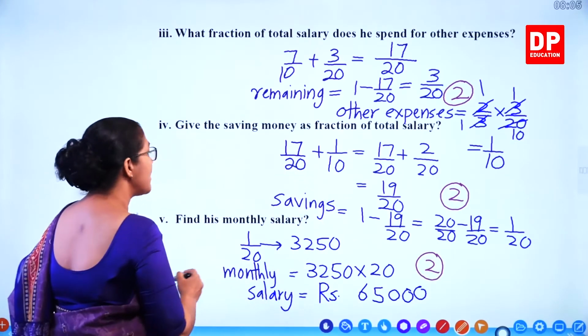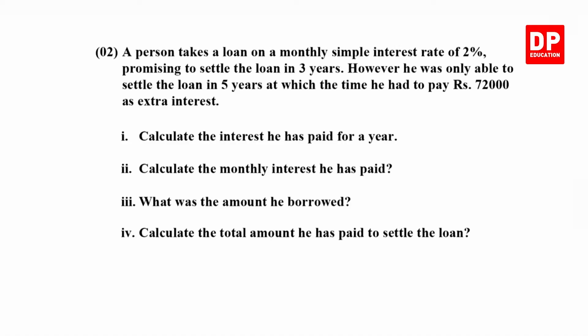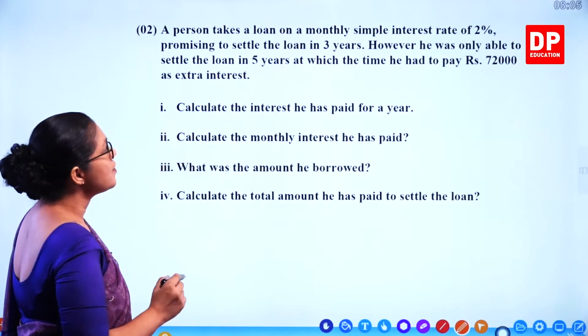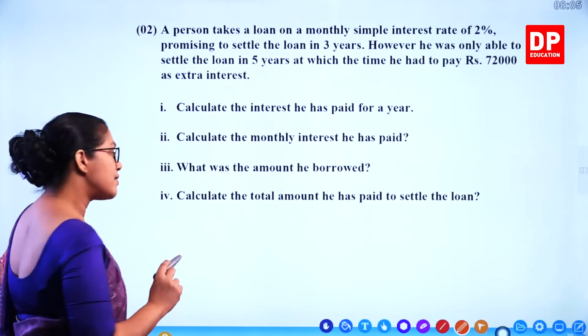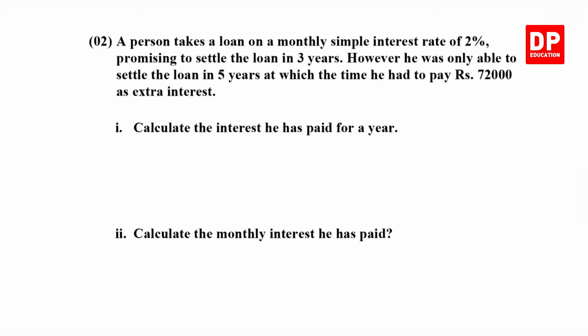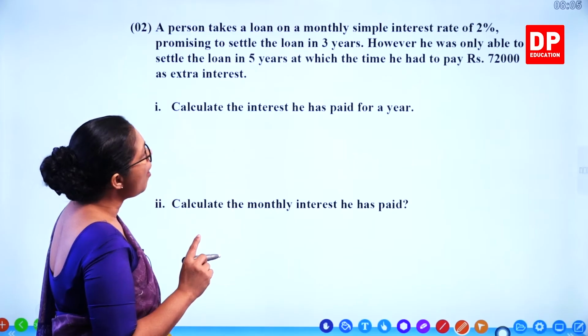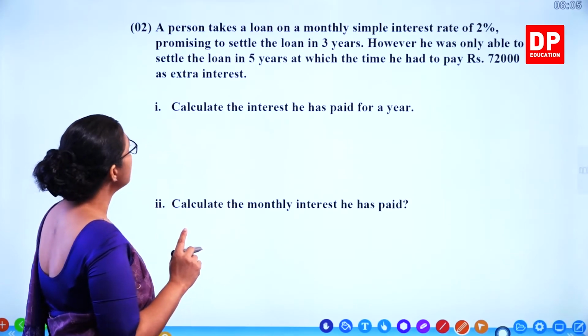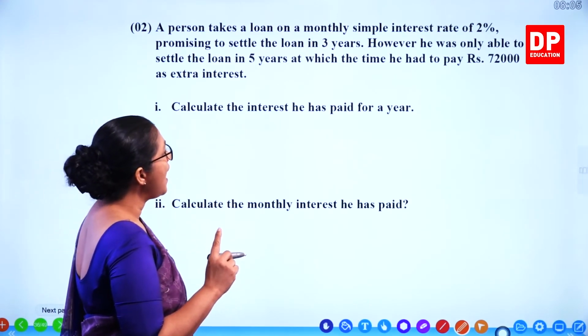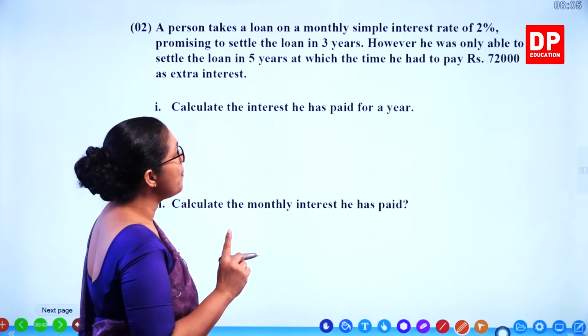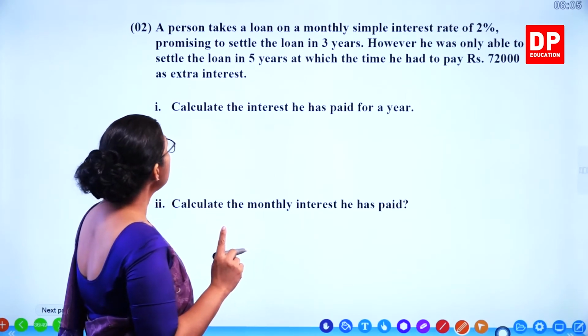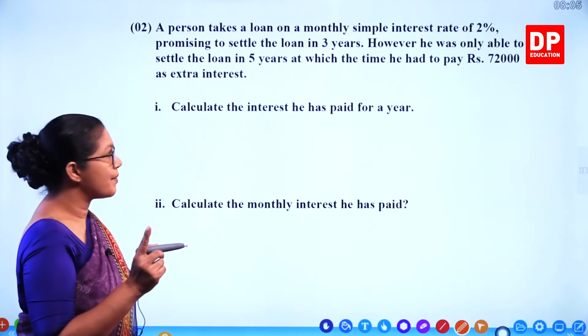Now let's do the next one. Question number 2. You get 4 parts. So first you do it and check your answers. A person takes a loan on a monthly simple interest rate of 2%, promising to settle the loan in 3 years. However, he was only able to settle the loan in 5 years, at which time he had to pay 72,000 as extra interest.